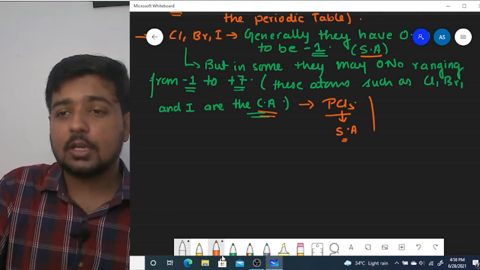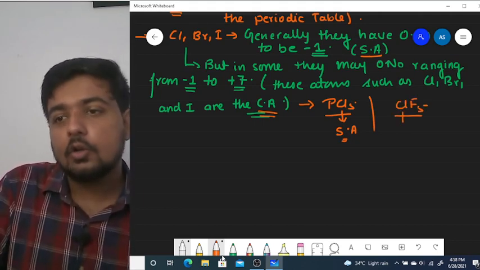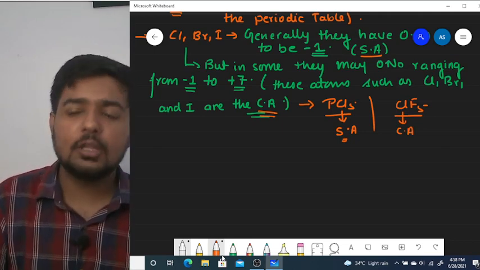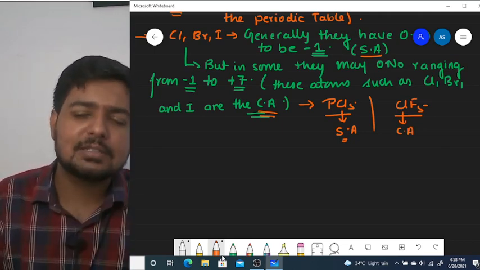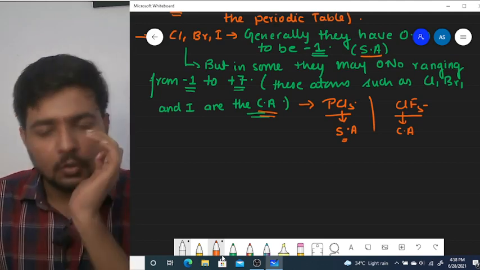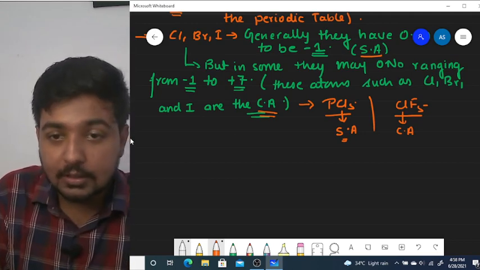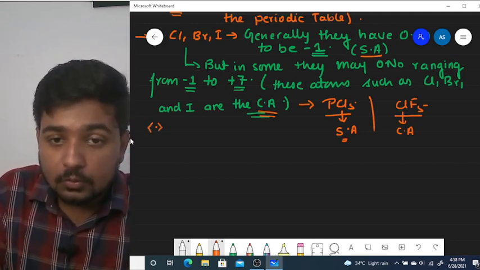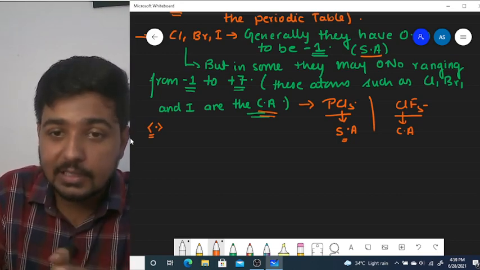Whereas if I am talking about ClF5, here the chlorine acts as a central atom. Now the question is where it will act as a central atom and where it will act as a side atom. You will clearly know when you study chemical bonding. But I will mention some points to know where they act as a central atom.